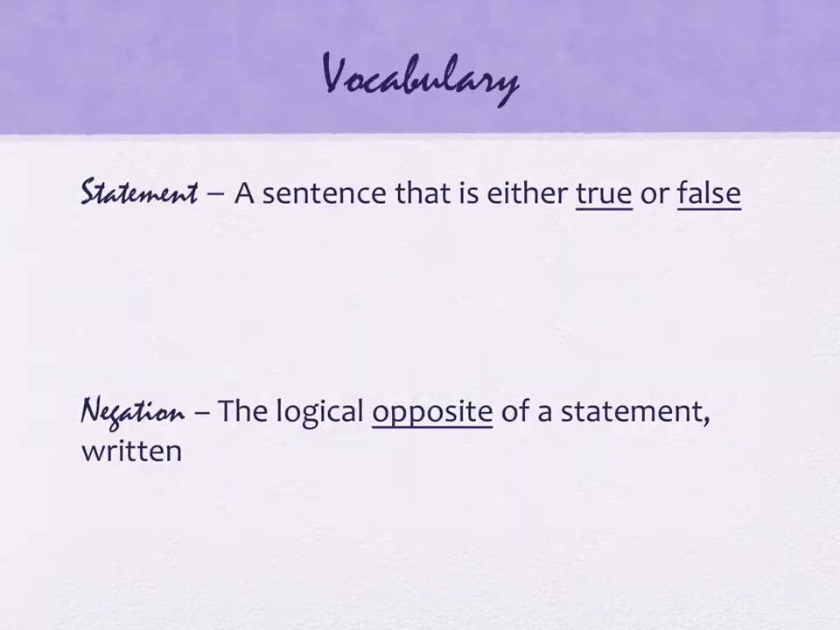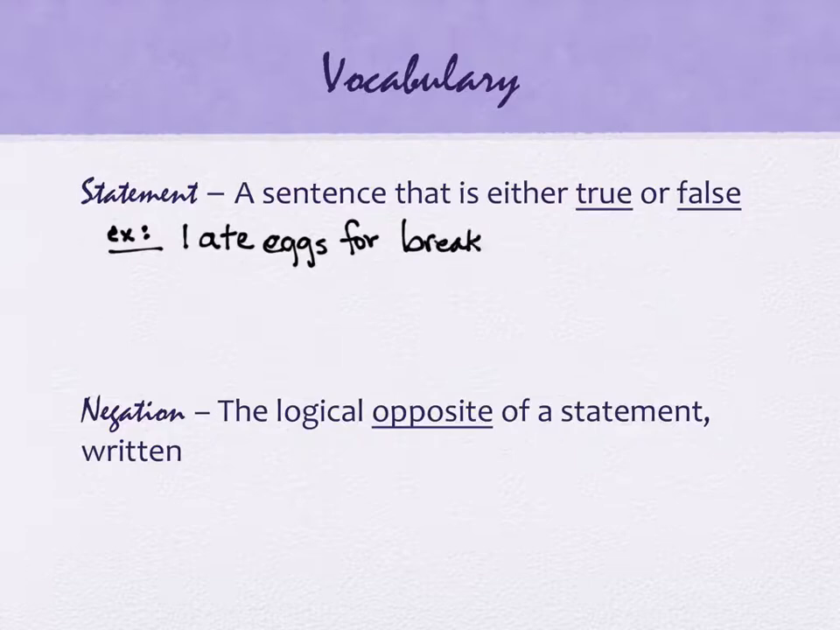So to start with, just a few basic terms so that we can make sure that we're on the same page as one another. Statement. A statement is a sentence that is either true or false. So, for example, I ate eggs for breakfast. That's a statement. And it happens to be true today. I did eat eggs for breakfast.